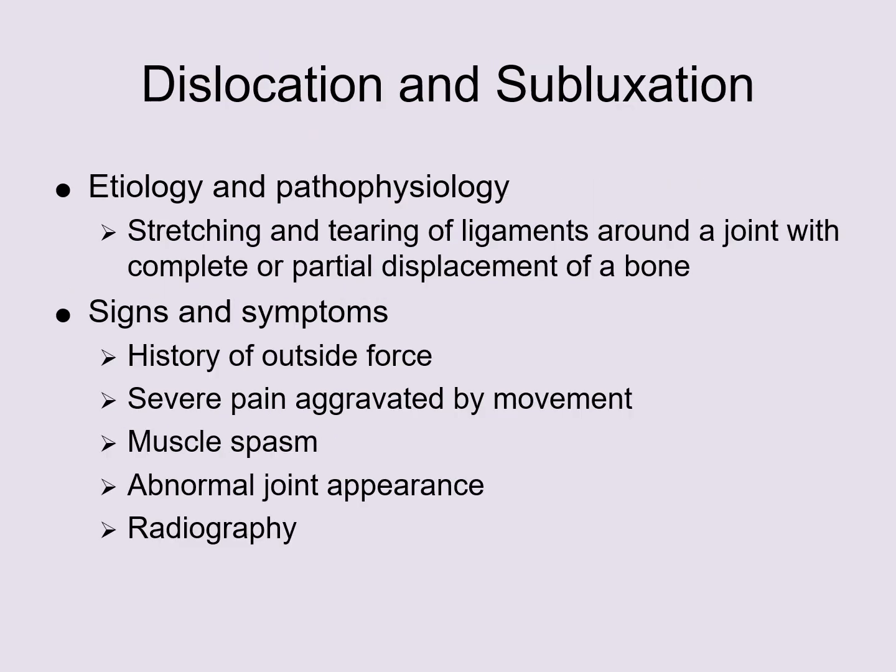So we have dislocation and subluxation, stretching and tearing of ligaments around a joint with complete or partial displacement of a bone. So now we're dislocating something. Something is out of alignment, right? And that's where we're looking at dislocation and subluxation. So we have the history of an outside force, something's caused this. Severe pain aggravated by movement, muscle spasms, abnormal joint appearance, it's going to look weird. And radiography, we need an x-ray to look at what's going on so we know.